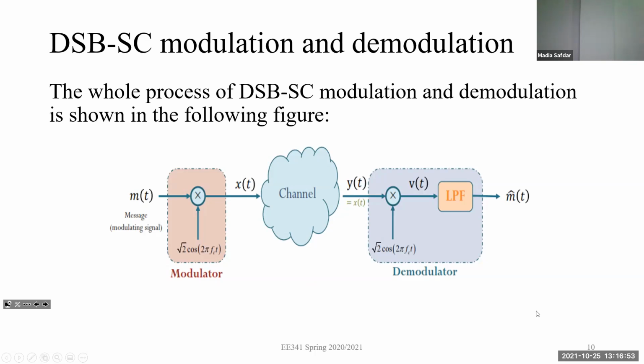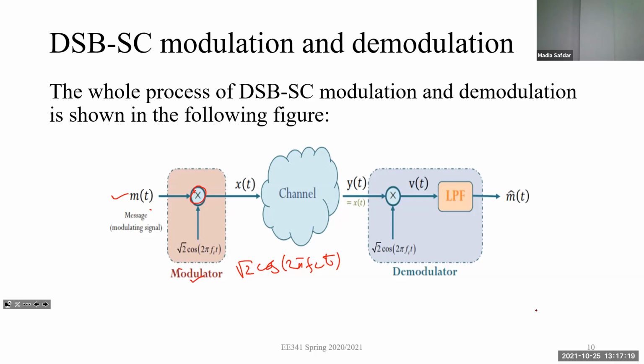What happens is you have your message signal, and you have your modulator, in this case square root of 2 cosine of 2 pi fct. This is a multiplier. Can you tell me what is x of t? Yes, m of t multiplied by the modulator. This will be my modulated signal.